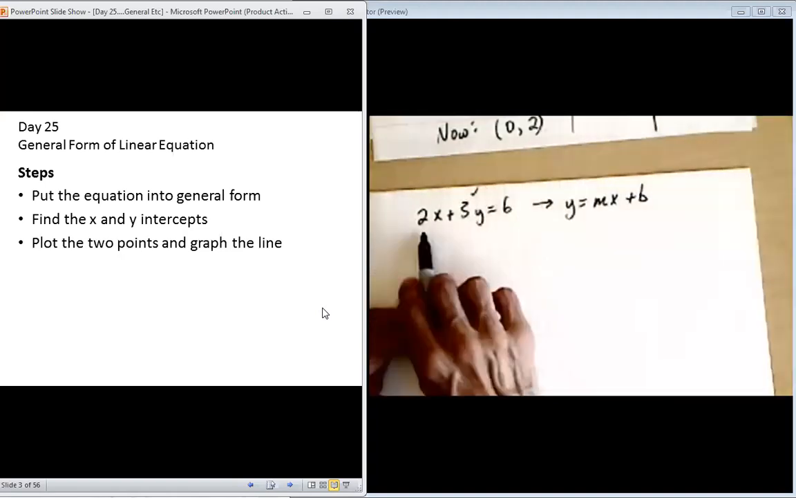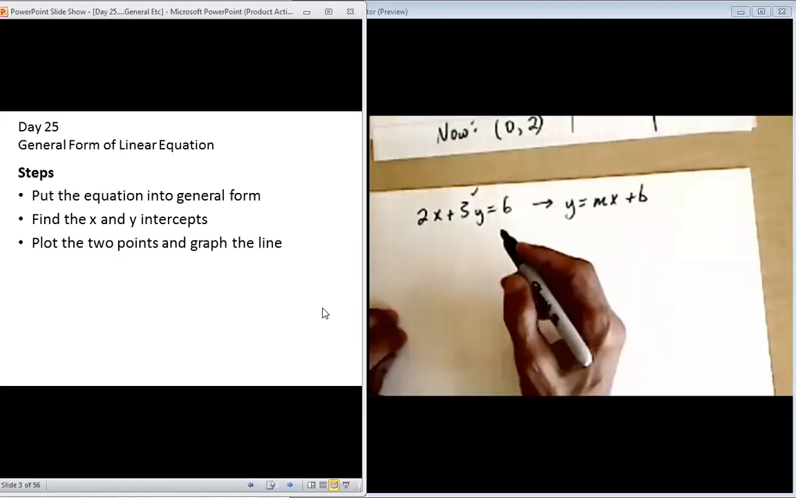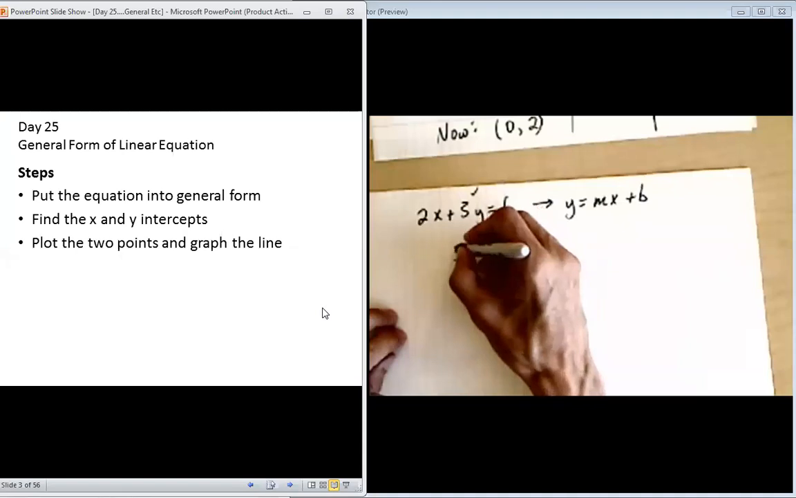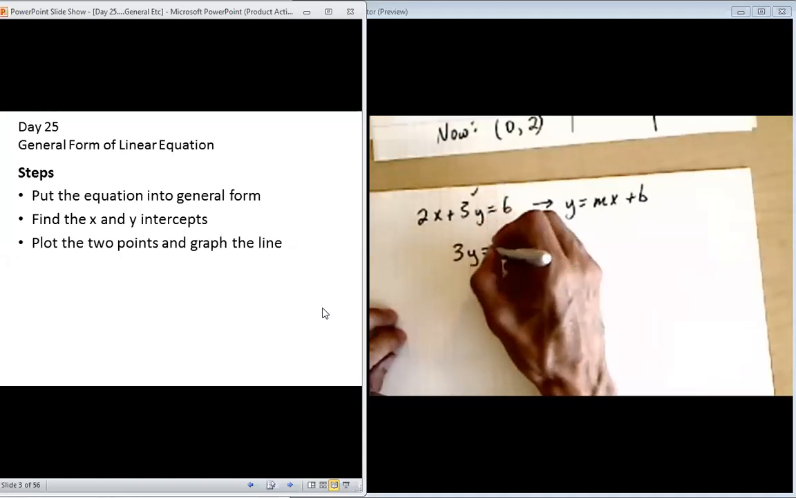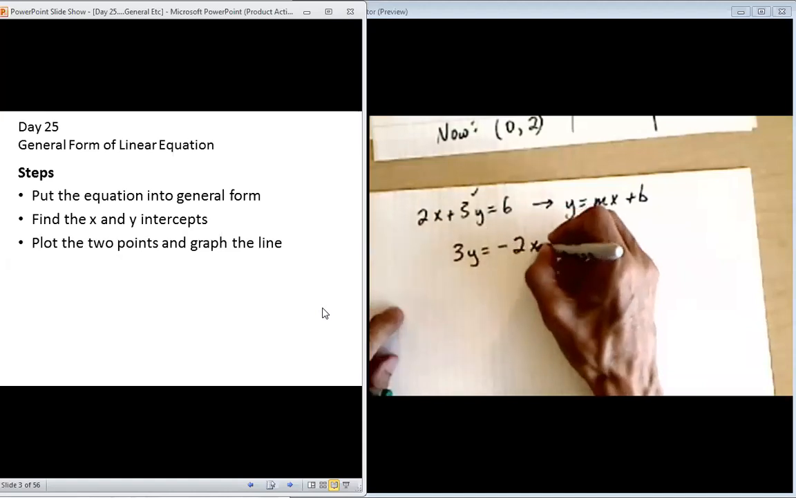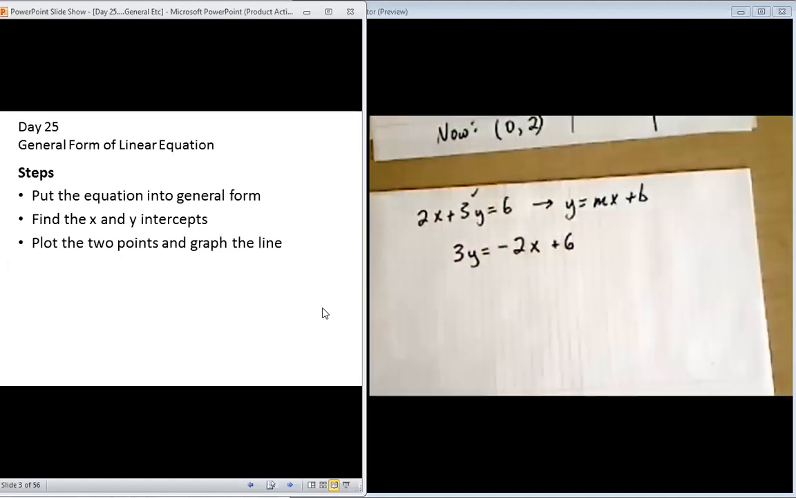So let's move the 2x over. It will be minus. Yeah, Zoom got that as well. Whenever you move something from one side to the other, it changes. So it's a plus over there, it'll be a minus over there. And then plus 6 like that.